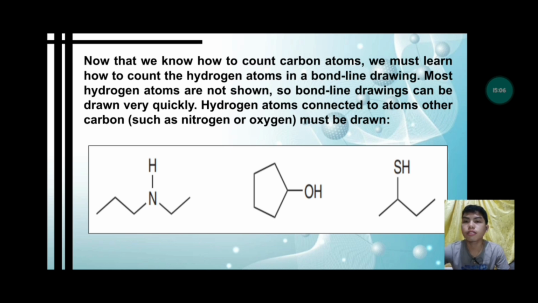Now that we know how to count carbon atoms, we must learn how to count the hydrogen atoms in bond line drawings. Most hydrogen atoms are not shown, so bond line drawings can be drawn very quickly. Hydrogen atoms connected to atoms other than carbon, such as nitrogen or oxygen, must be drawn.